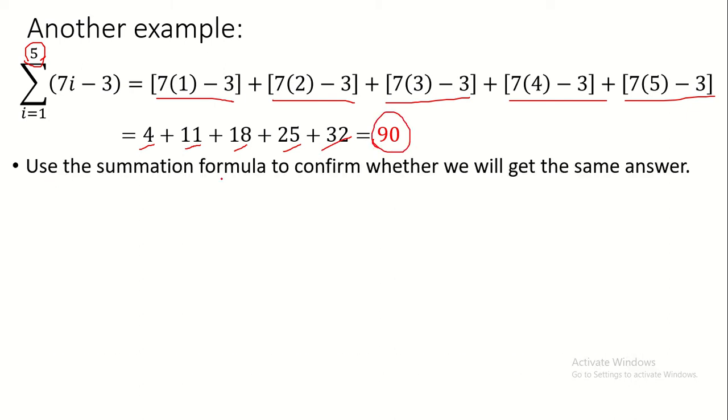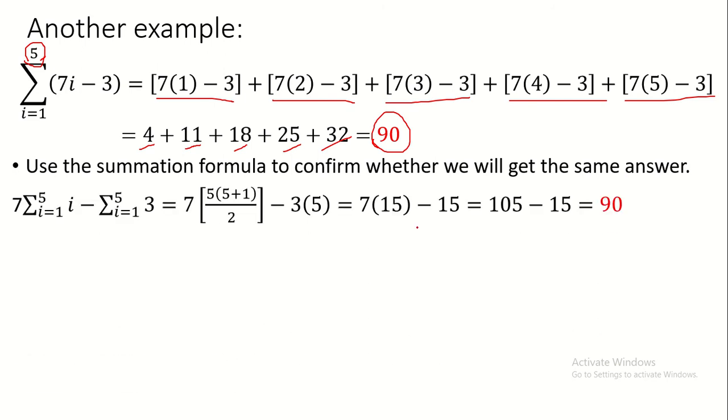Okay, so use the summation formula to confirm whether we will get the same answer. Okay, so ang gagawin natin dito is we're going to write this one, 7i minus 3, into two different sums. So, gaya ng ginawa natin kanina, we will move this 7 in front. Kaya nandyan yung 7 natin. And then, ang matitira dito ay yung i. So, we have 7 times the summation of i from i is equal to 1 up to 5.